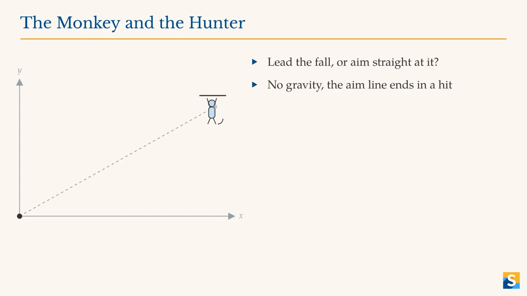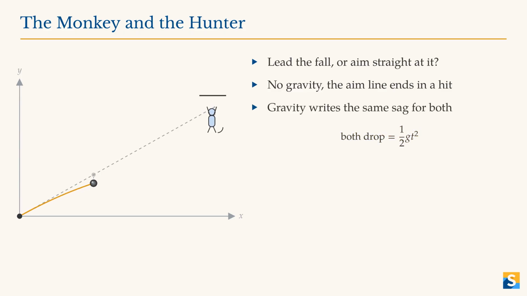Now remember superposition. The real story is exactly that one, plus falling. Switch gravity back on, and both bodies fall. They fall identically, half g t squared below their gravity-free ghosts, whatever their other motion happens to be.